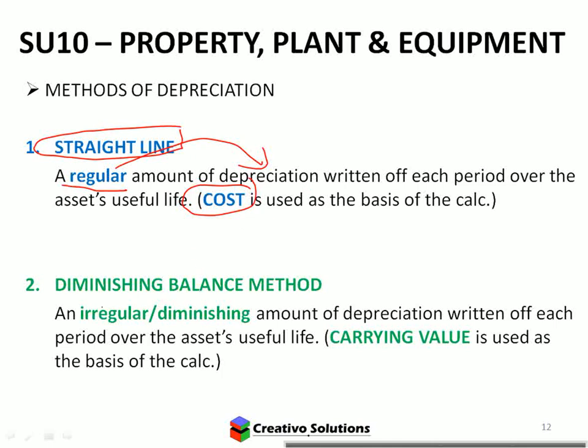Okay. Diminishing balance. What does that use? It uses the carrying value. Is the carrying value going to change? Yes, because what is carrying value? Cost minus accumulated depreciation. We know the older the asset gets, the less that it's going to be worth. So carrying value does change. That's why you've got an irregular or diminishing amount of depreciation. That's where the name comes from. Sometimes they call it reducing method, reducing balance method. Diminishing, reducing balance method, either or, it just means the depreciation gets smaller. Is that okay?